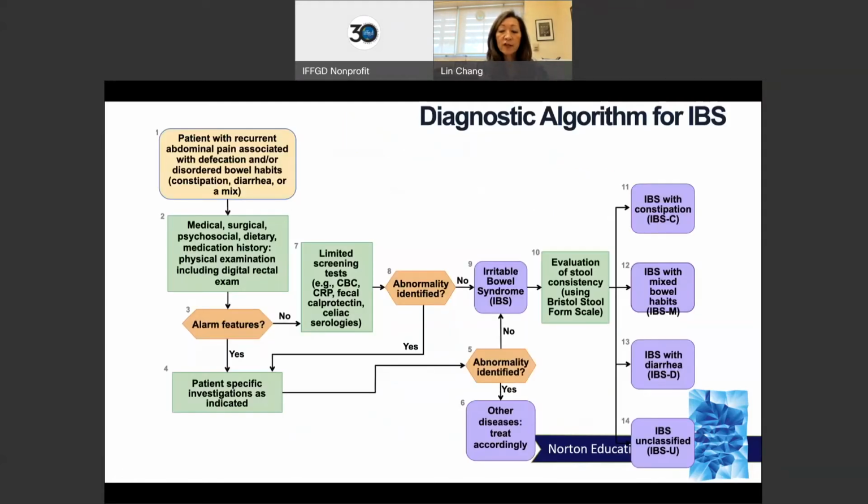So let's get back to our diagnostic algorithm. We did limited screening tests. They're negative. They meet the criteria for IBS. And then we try to subtype the IBS by bowel habit predominance: IBS with constipation, IBS with mixed bowel habits, IBS with diarrhea, or IBS unclassified. That means that the patients have pain that's associated with defecation, but when you really look at the stool form, neither of the 2 extremes of stool form is predominant in at least 25% of bowel movements.